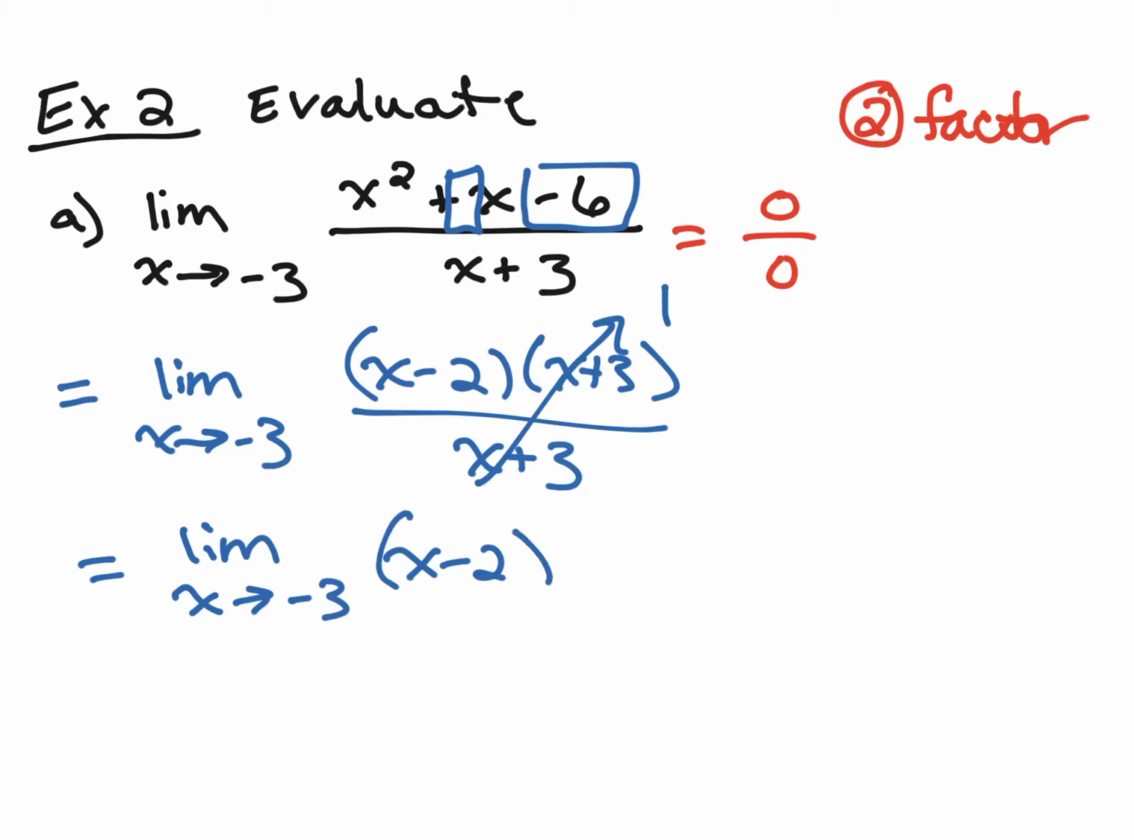Now I can do a direct substitution and drop the limit notation. I get -3 minus 2 is -5. So if I were to look at this on a graph, it would look like a line with a hole in it, right? And I know that it looks like a line because the simplified version looks like a line. But it would have a hole at -3.